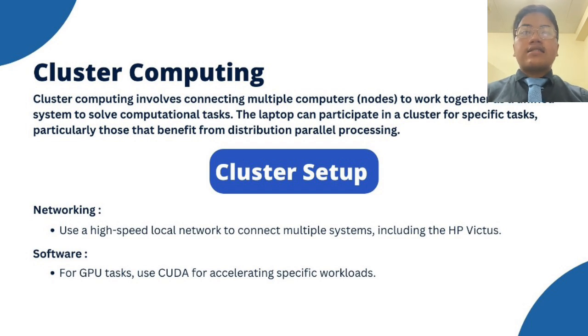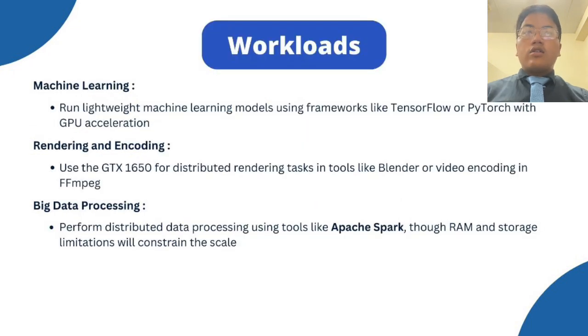First, networking. Second, software. For networking, use a high-speed local network to connect multiple systems, including the HP VICTUS. For software, for GPU tasks, use CUDA for accelerating specific workloads. In workload, we need to see three important things. First, machine learning. Second, rendering and encoding. Third, big data processing.